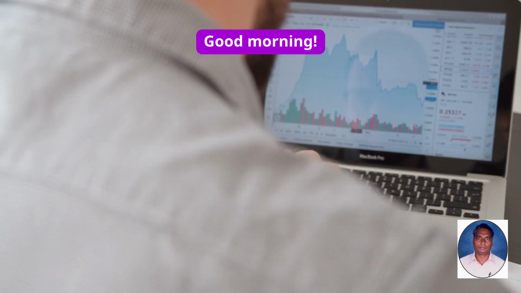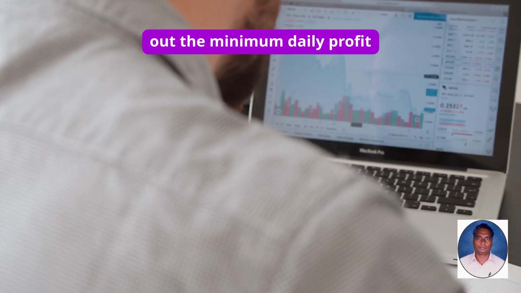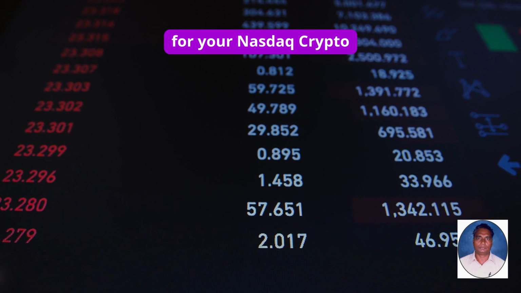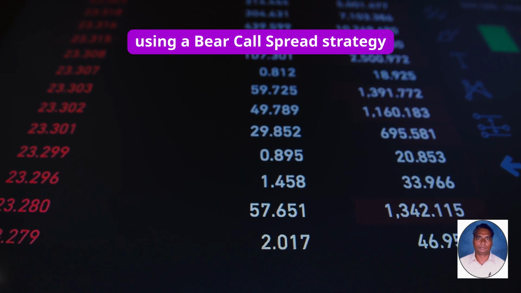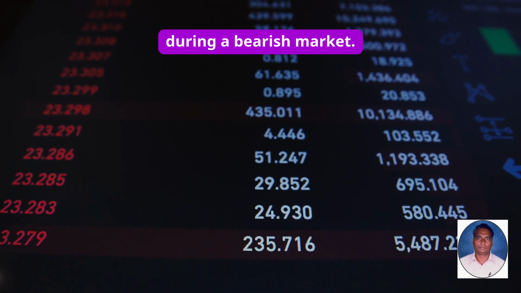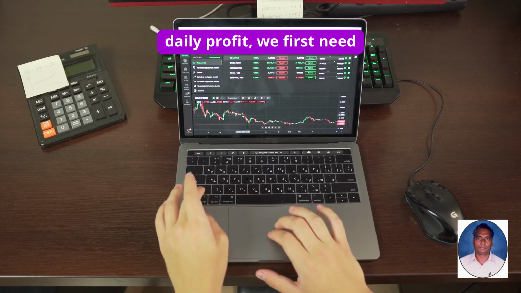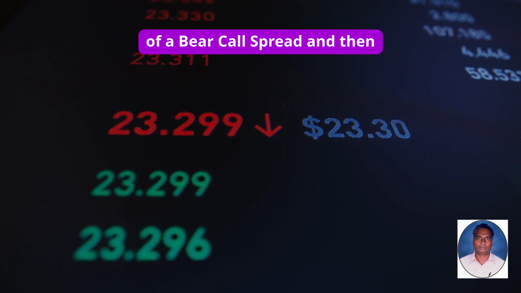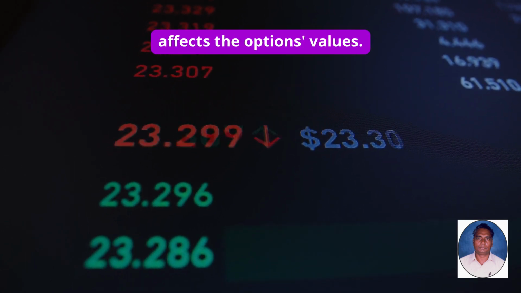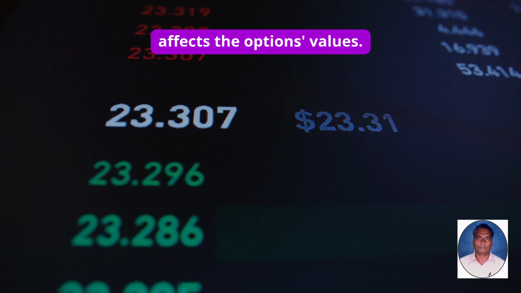Good morning. Let's dive into how we can figure out the minimum daily profit for your Nasdaq Crypto Index and Dow Jones options using a bear call spread strategy during a bearish market. To calculate the minimum daily profit, we first need to understand the mechanics of a bear call spread and then consider how time decay affects the options values.